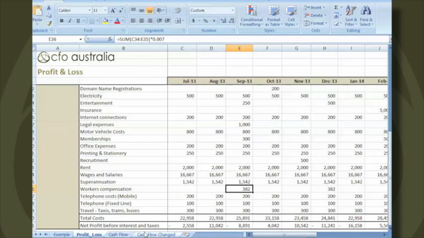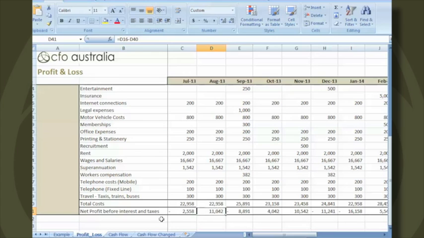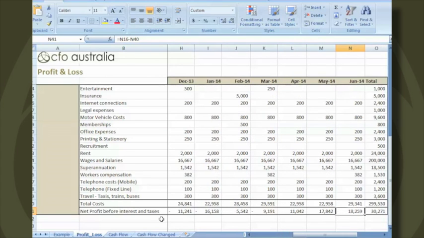Let me jump to the cash flow page. Before I do that, let's just have a look at the net profit before interest and taxes. So the net profit of this business is $30,271.